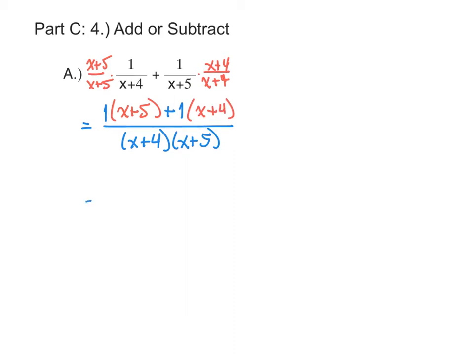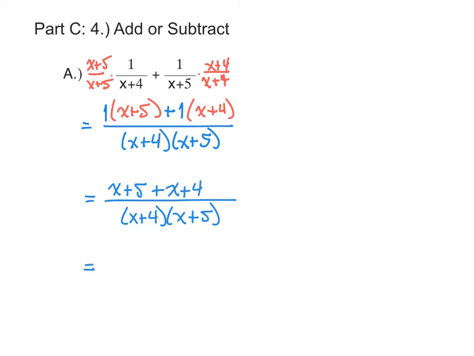Now that we have our common denominator, we're going to leave it alone until the very end. So that's just going to stay there as x plus 4 times x plus 5. But the numerator, we're going to try and simplify that. 1 times x plus 5 is x plus 5. And 1 times x plus 4 will be plus x plus 4.